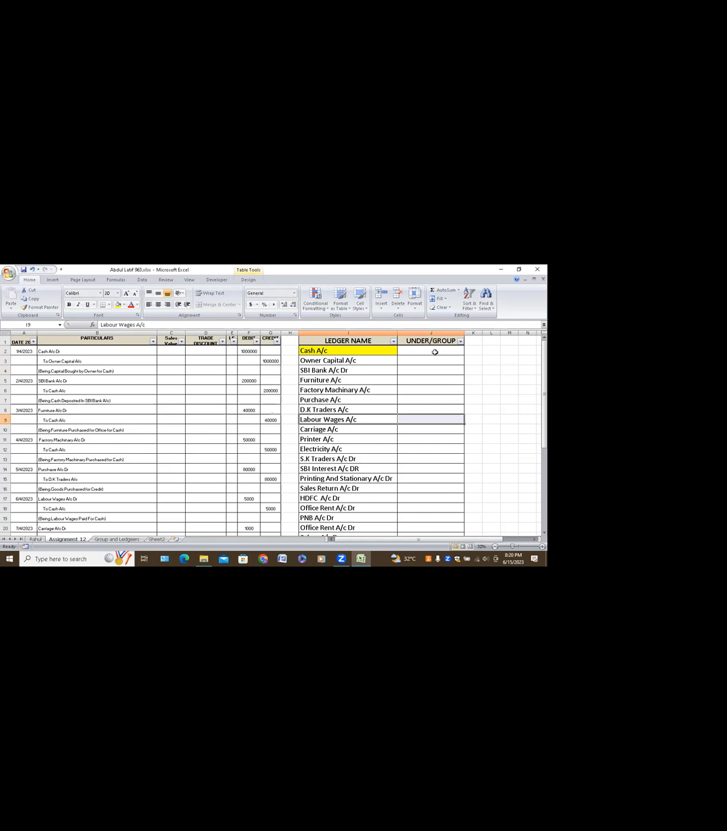Bilal Ahmed, cash comes under which group? Cash in hand. Others also should get a chance, right? Okay, Rumana. It's cash in hand. Next one is fixed asset, owner's capital. No, it is capital account. SBI bank account. Bank account.